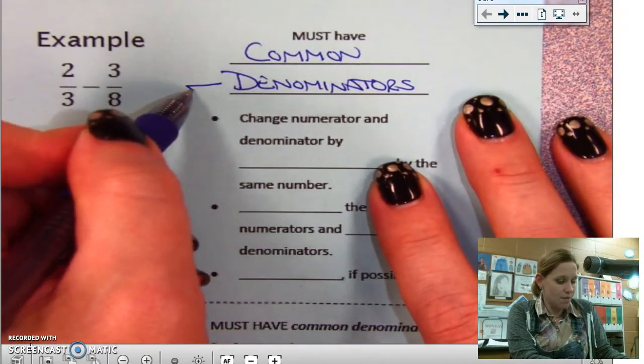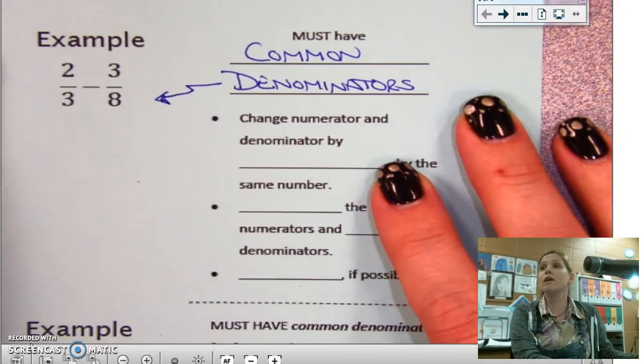So, denominators are the bottom part of your fraction. The numerator is the top part.